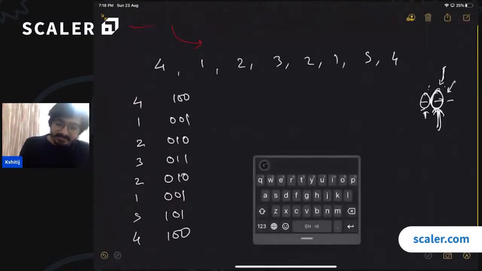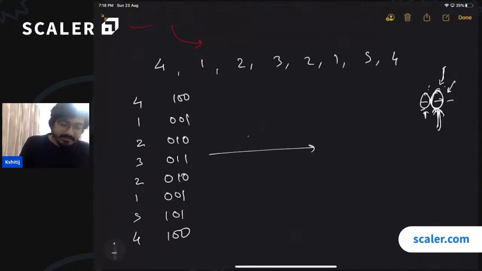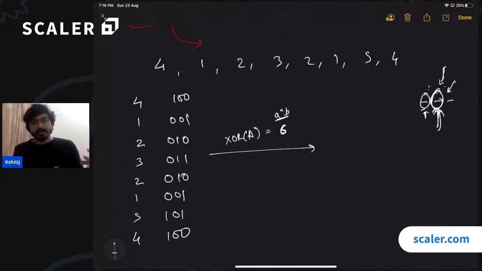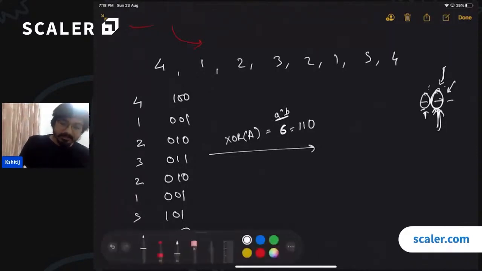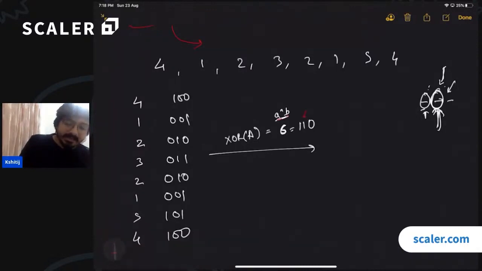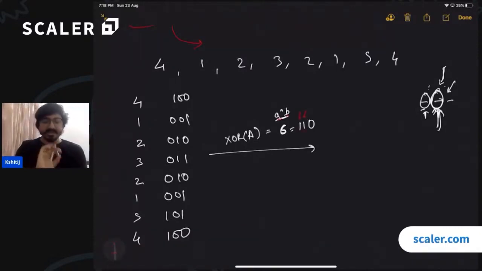Now, if I take the XOR of the complete array A, what is the number that I'm getting? I'm getting 6, which is nothing but the XOR of the two numbers which are occurring an odd number of times. And this 6 in binary is 1 1 0. I know that the two numbers A and B are different in both of these positions. So let us select any of these bits and partition the array into two parts.